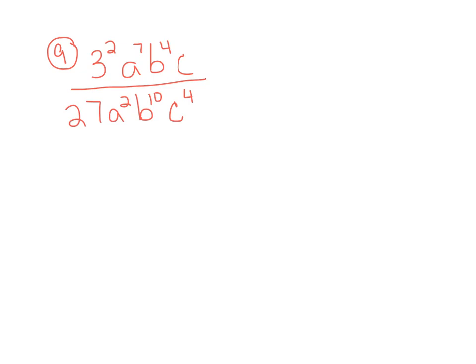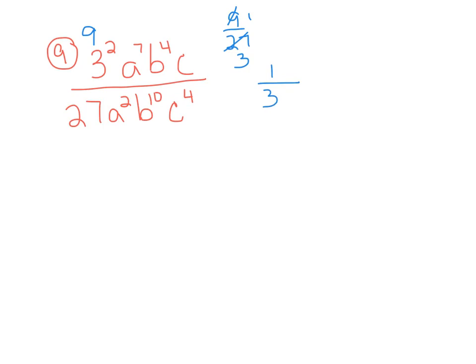All right, so here's what I'm going to do. 3 squared, I'm going to change that to a 9. Now, keep in mind, this is still a fraction. 9 over 27. Just like when you did fractions before, you just simplify. 9 goes into 9 once. 9 goes into 27 3 times. So basically what you have is 1 over 3 for the numbers.